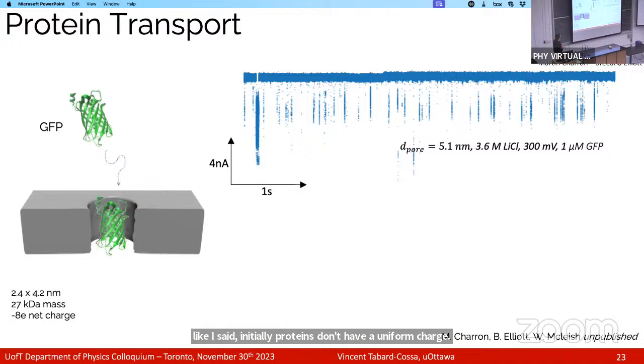And so here we did a control study where we wanted to study this very simple protein, green fluorescent protein, GFP, which is about 2.4 nanometers in diameter and 4.2 nanometers in length, so relatively small. And we are translocating it through about a 5 nanometer pore. The net charge of GFP is about minus 8 electrons. And so if we apply a proper polarity of the electric field, we are thinking we're going to capture it through the pore. And this is indeed what we see. We see a lot of signals, and each of these is a single GFP protein getting captured and translocated.